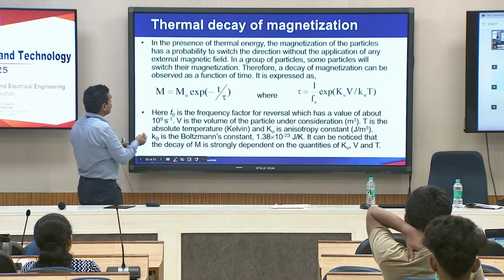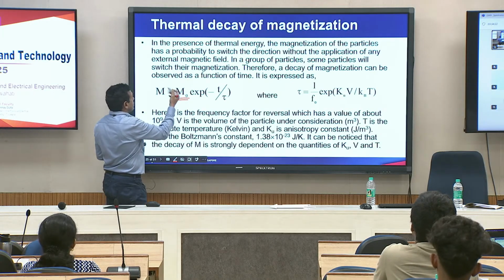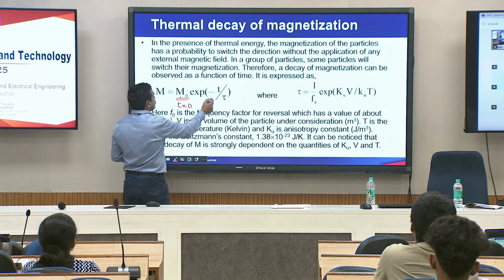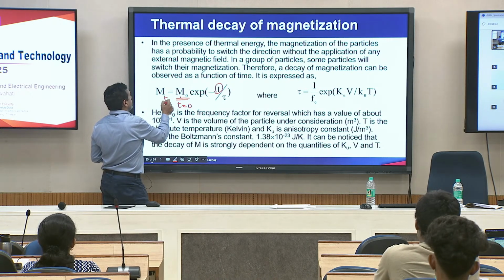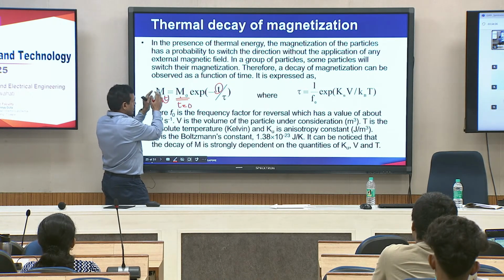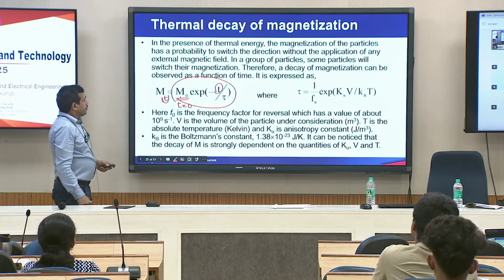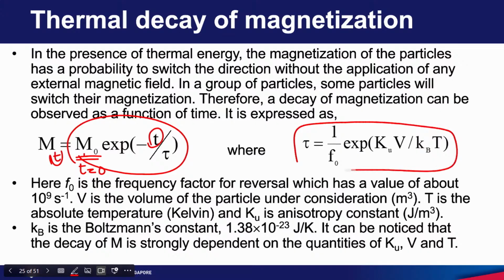So, it is called Neel-Arrhenius decay, where if M0 is the magnetization at time t equal to 0, this magnetization will decrease as a function of time. So, at time t, the magnetization M of that material will be given by this formula, where tau is given by this one. So, we can see the anisotropy energy coming here, thermal energy coming here.